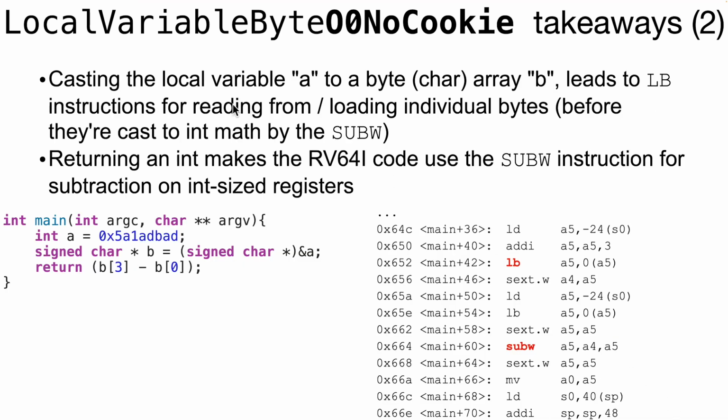And the other takeaway from this is that taking that local variable a, taking its address and casting it to a character pointer, and then dereferencing that pointer by accessing b of 0, b of 3, individual bytes out of this integer, our salad bad integer. I haven't made reference to the salad bad joke yet. The salad bad integer, if we grab the byte 0 and the byte 3, that will lead to these load byte assembly instructions. Additionally, because we're returning an int, the RV64I code which we're running is going to use the subw instruction to do integer-sized subtractions when it takes these bytes and turns them into integers and does the subtraction on that.